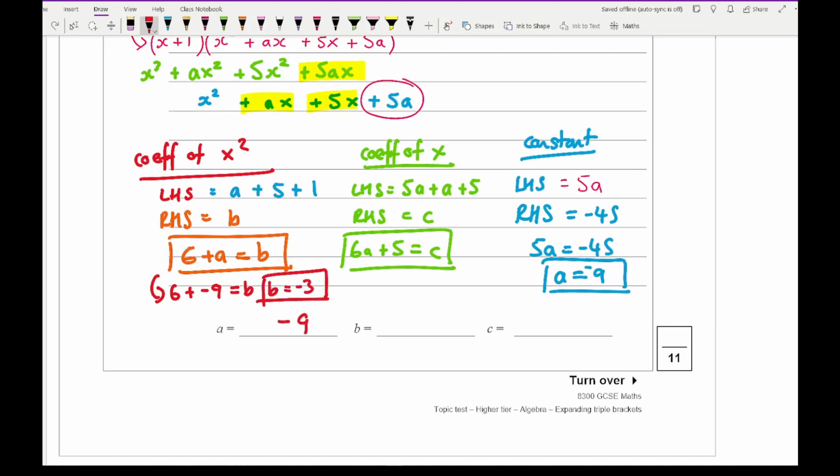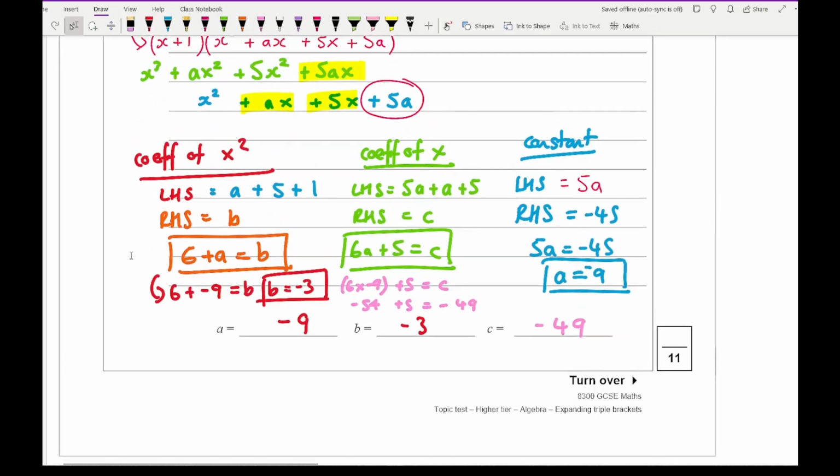So I can write minus 9 minus 3. And now that I know the value of a, I can substitute it to work out c. So 6 times minus 9 plus 5 equals c. 6 times minus 9 is minus 54, plus 5 is minus 49. So the answer for c is minus 49, and there are my 3 answers.